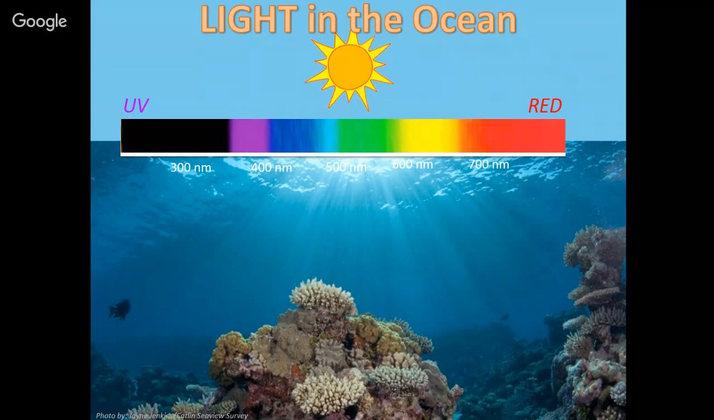So here is a visible spectrum that we get from the sun. So at the surface of the ocean, we have the full spectrum, all the way from ultraviolet, the shortest wavelengths, down at 300 nanometers, up to red, at 700 nanometers and beyond. So at the surface, these shallow coral water habitats have this full spectrum of light, and they're very colorful places.